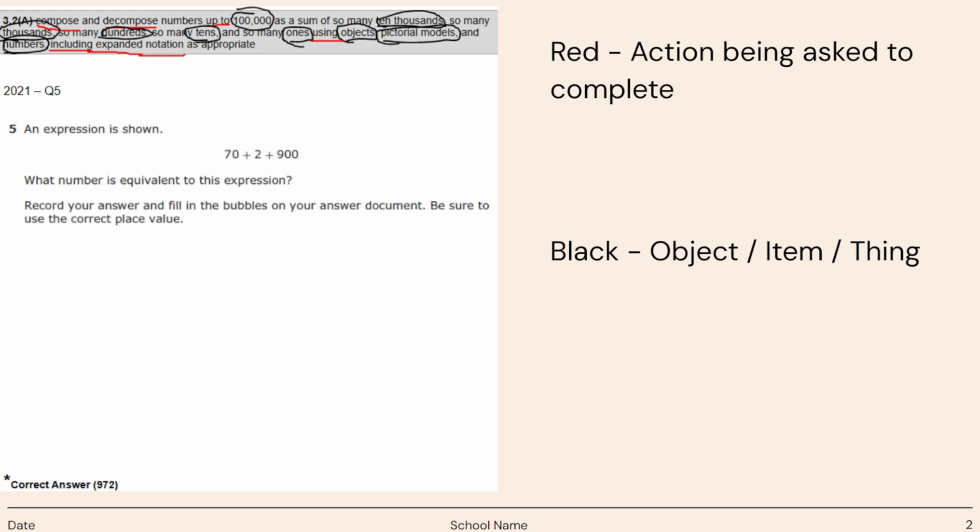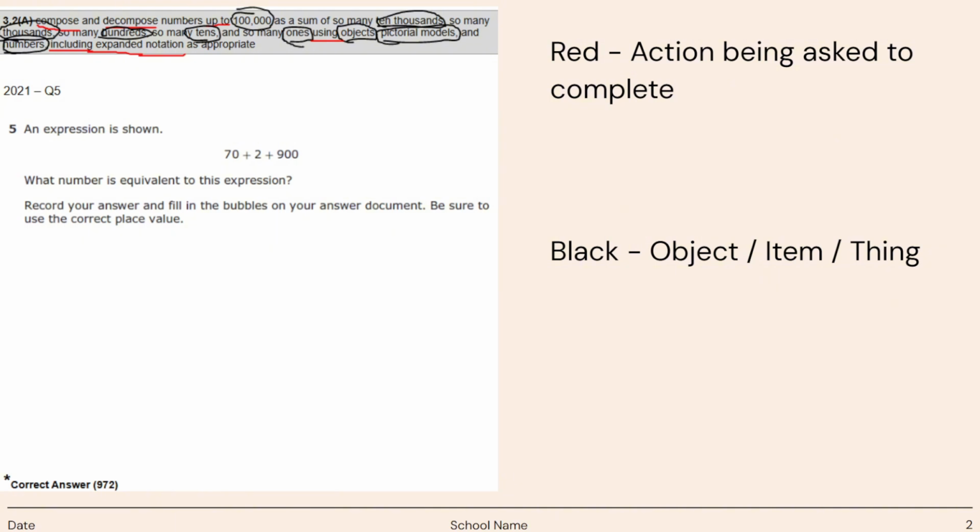You see right here, everything that I put in red is an action word. Everything that I put in black is either an object, an item, a thing, something that is a value even. So right here, it says compose and decompose numbers up to 100,000 as a sum of so many 10,000s, so many thousands, so many hundreds, so many tens, and so many ones using objects, pictorial models, and numbers, including expanded notations as appropriate. All of that is the TEK, but now, read the question.